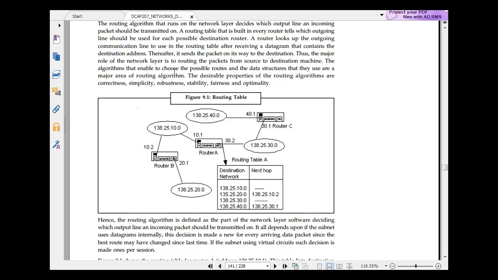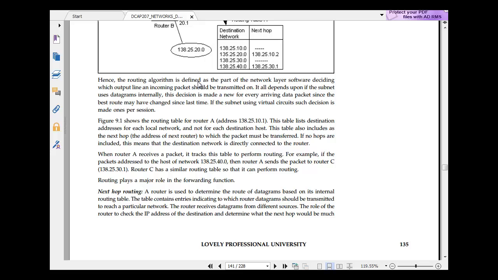The algorithm that enables choosing the possible routes is a major area of the routing algorithm. The desirable properties of the routing algorithm are correctness, simplicity, robustness, stability, fairness, and optimality. Hence, the routing algorithm is defined as the part of the network layer software deciding which output line an incoming packet should be transmitted on. If the subnet uses datagrams internally, this decision is made for every arriving packet, since the best route may have changed since the last time.